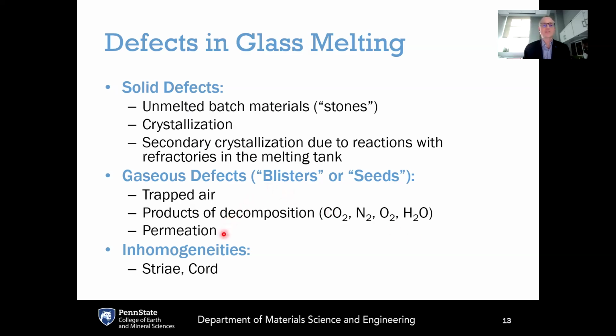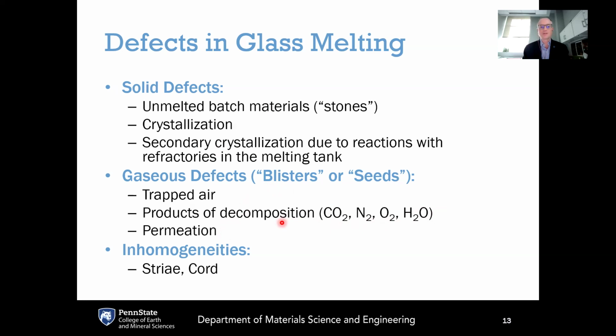Gases can also result from what's called permeation blistering. So, for example, if you've got water that gets released, and that water could decompose into hydrogen gas and oxygen gas, hydrogen is so small that it could just permeate through the walls of your melting tank, leaving behind the oxygen.